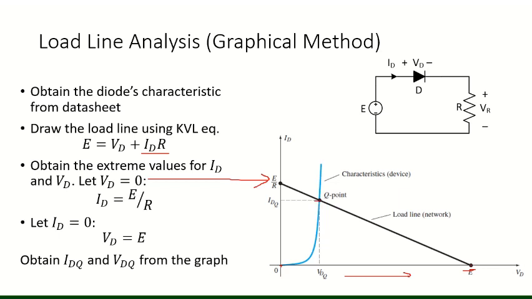So the vertical line shows the value of IDQ, whereas the horizontal cut shows the value of VDQ. So we have obtained the IDQ value, which is this one. We have also found out the VD value, which is VDQ, from this plot.